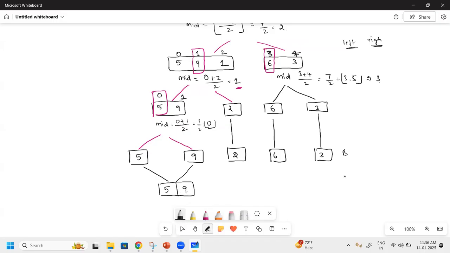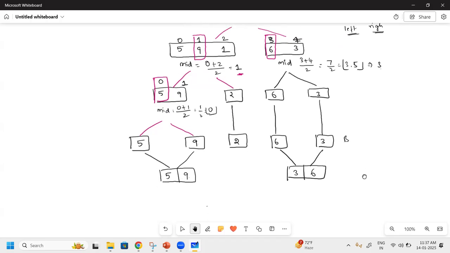Next, coming to this one, these two elements need to be considered. From these two elements, 3 is the smallest, so I am writing it on the left side. 6 is the biggest, so I am writing it on the right side.